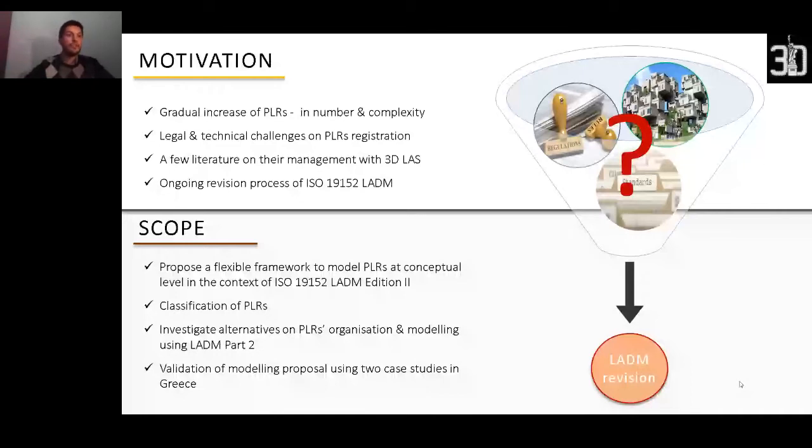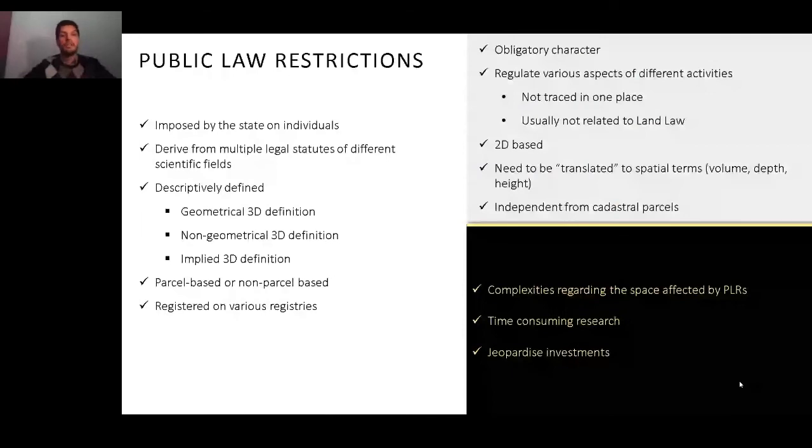So a few words about PLRs, about public law restrictions. First of all, they are restrictions imposed by the state on individuals. This means that they are of obligatory character. This distinguishes them from private law, in which there is a mutual agreement between the involved parties, and they are subject to change.